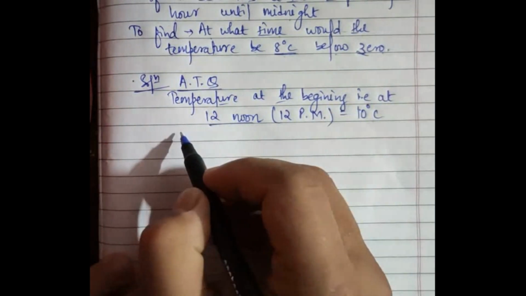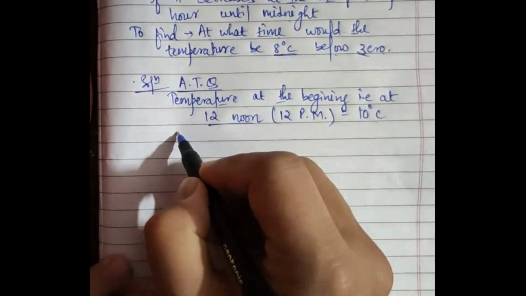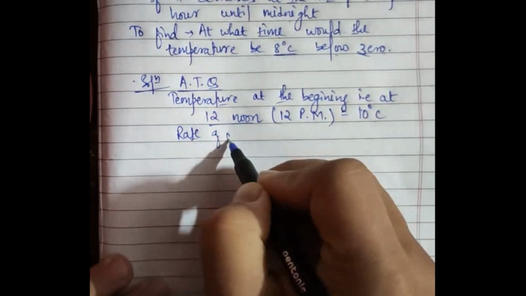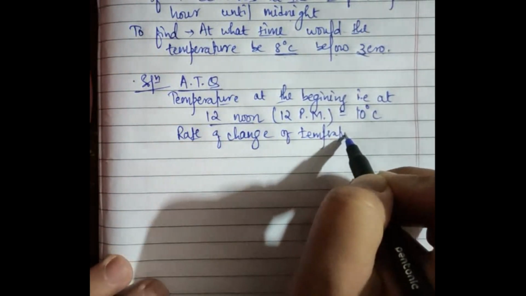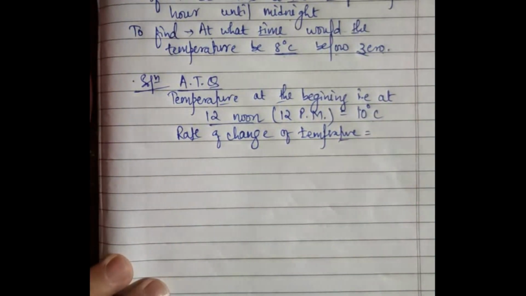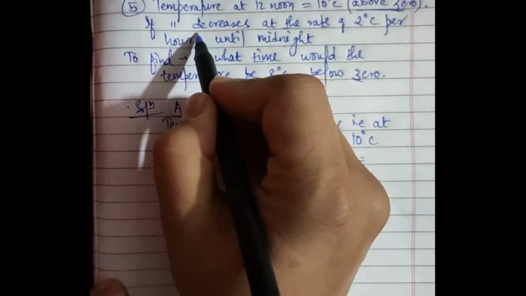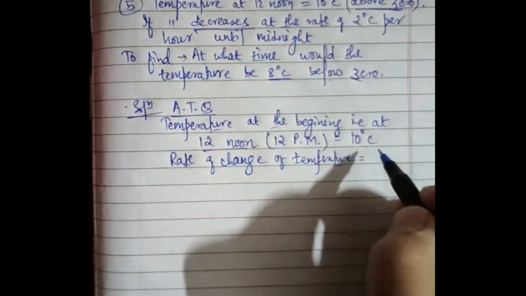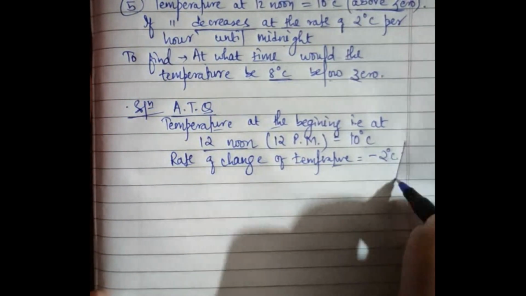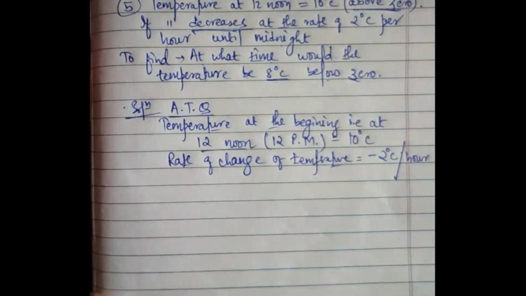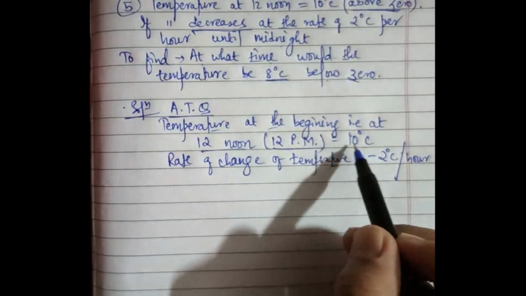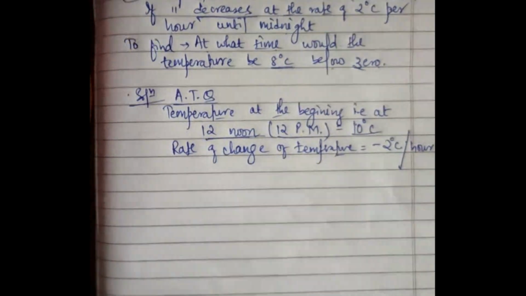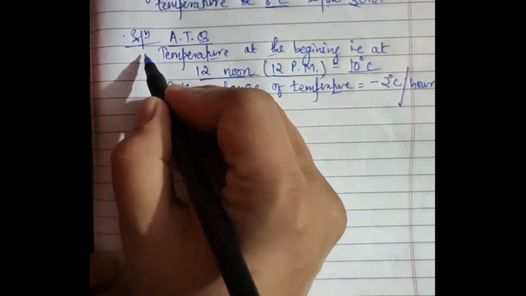Another point given in the question is the rate of change of temperature. At what rate is the temperature decreasing or increasing? It is decreasing, and decrease means minus, so minus 2 degrees Celsius per hour. After 1 hour the temperature decreases by 2 degrees Celsius. So at 12 p.m. or 12 noon the temperature is 10 degrees Celsius. This is number 1.